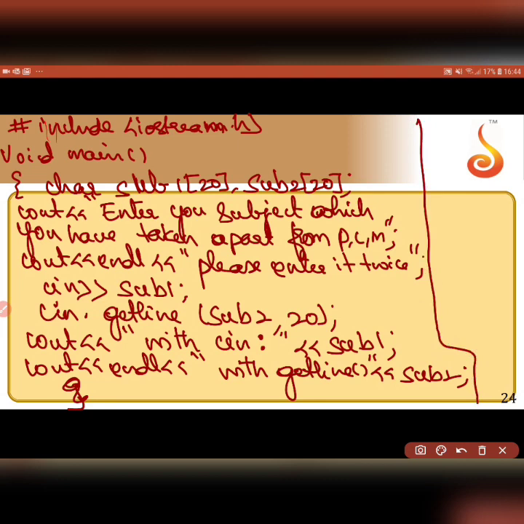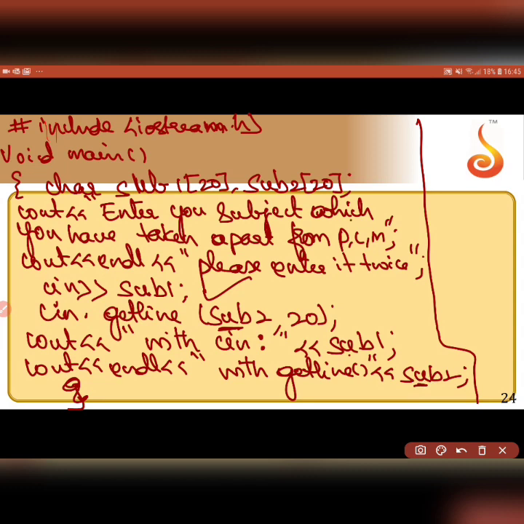Okay. What am I doing? I am having two character arrays here, sub1 and sub2, and I am asking the user to enter the subject apart from PCM, which is the fourth subject they are studying, and to please enter it twice. So first time, that is sub1 value, I am taking it with cin, and then for sub2 I am using cin dot get line, and then I am printing with cin sub1, right, because I have taken it here and I am printing it here, and then with get line I took the value of sub2, I am printing it here. So when I execute this, what will happen?